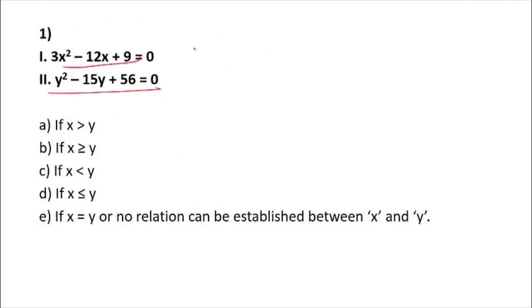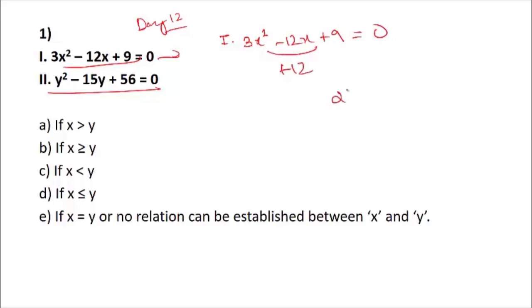The shortcut method we are going to apply, that is why I am telling you please watch the day 12 video first, so that you will understand the method which I am applying here. Let us take the first Roman number: 3x square minus 12x plus 9 is equal to 0. Change the sign of 12, that would be 12, and multiply the 3 and 9, that is 27. Now we have to break this in such a way that we will get 12. We know 9 into 3 is 27. Now we want 12, so we add a plus sign in both of them, and divide by the coefficient of x square, which is 3, giving 1.